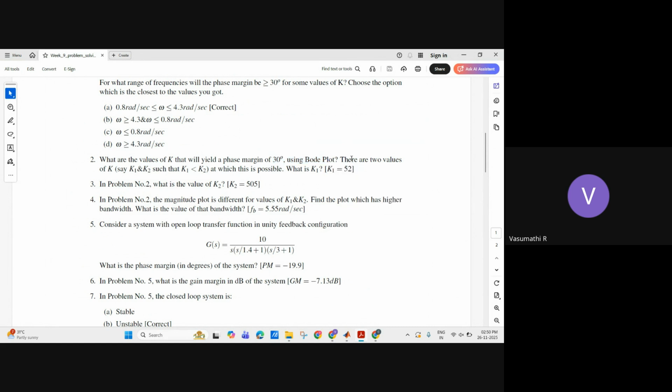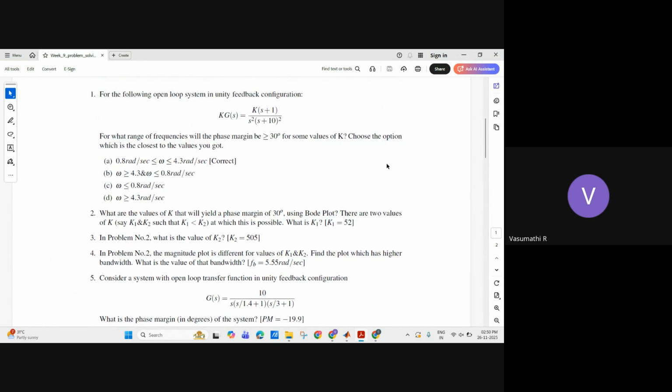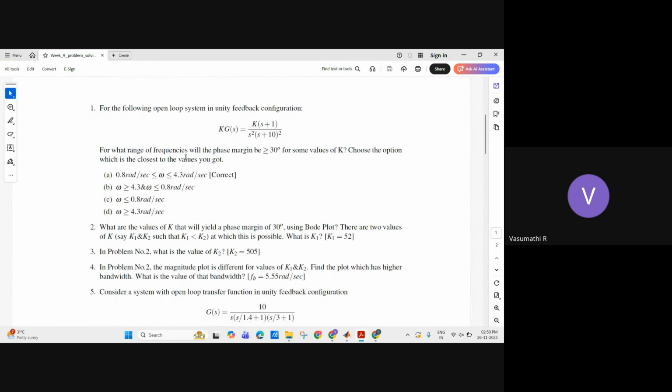There are two values of k, k1 and k2, such that k1 should be less than k2, at which this is possible. For what values of k? K can be in any range, from one point to another point. So here they have asked for the frequency. Now we are going to find the exact k values for that.